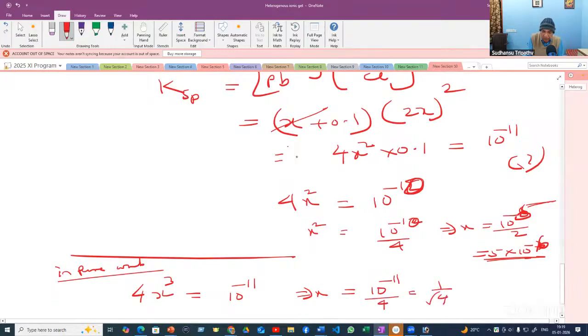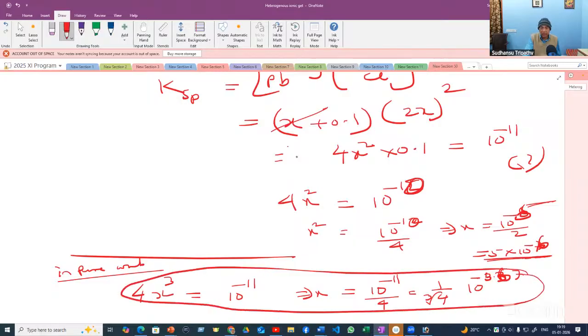It is about 3.67 times 10 to the minus something. But here, see, it is in the order of 10 to the minus 6. So it is greatly lowered because of the common ion effect.